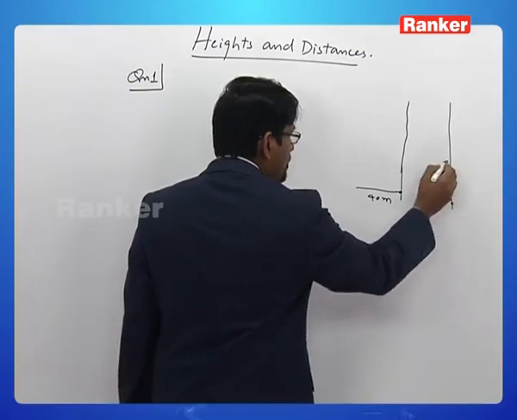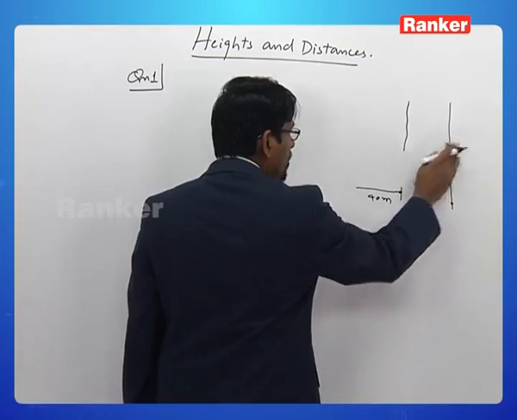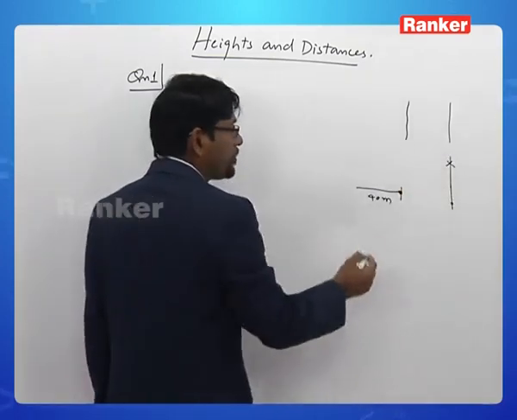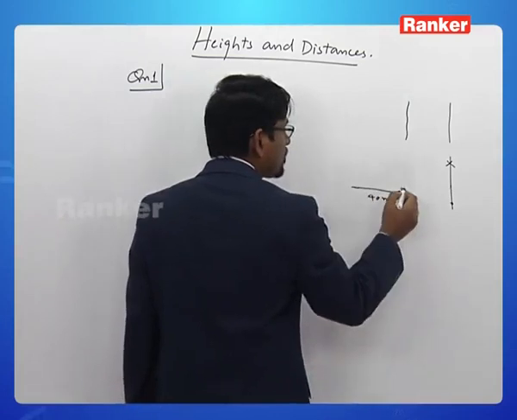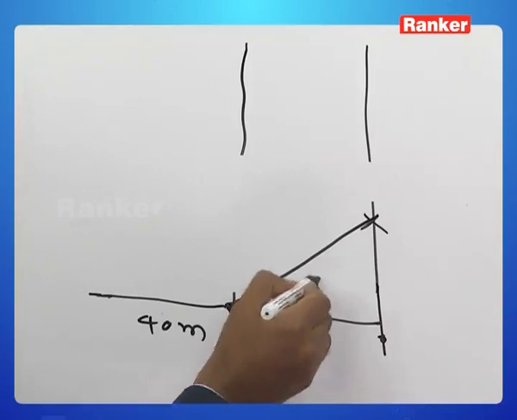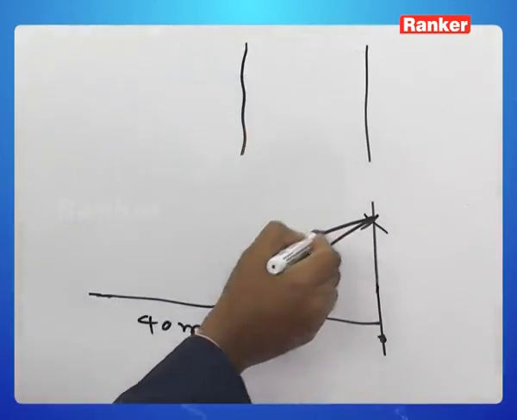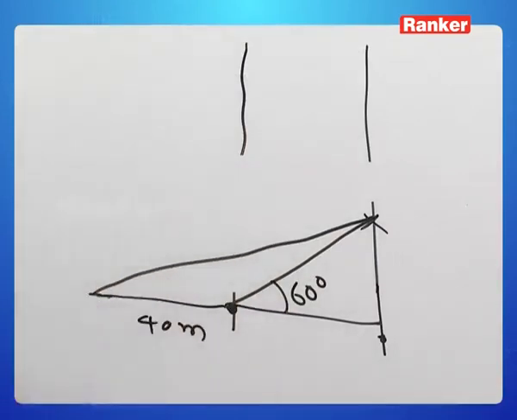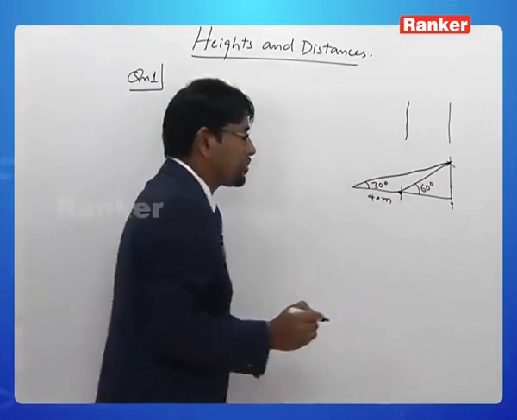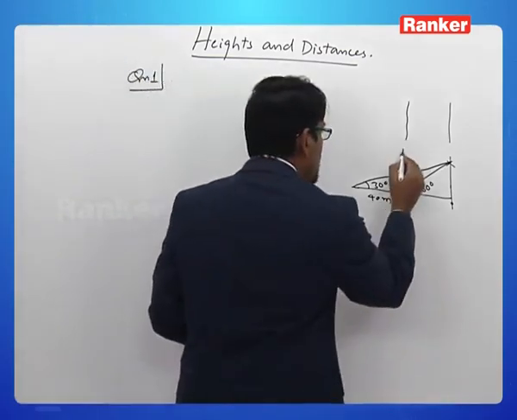Let us say this is the top of the tree on the other bank. This is the bank here. This angle of elevation is 60 degrees. When the person moves 40 meters away, the angle of elevation will have to be reduced. So that is 30 degrees now. Now what we want is the breadth of the river. This is the breadth of the river.